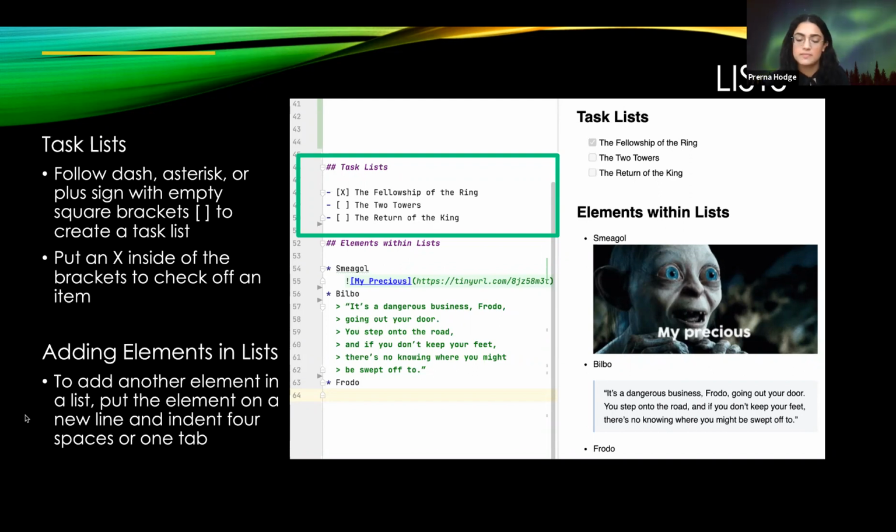How you do that is you just indent the item that you want to be within the list. Again, it is either one tab or 4 spaces. And it'll look like how you see on the right-hand side where it'll be within the list. And that's the same way you can do a list within a list as well.